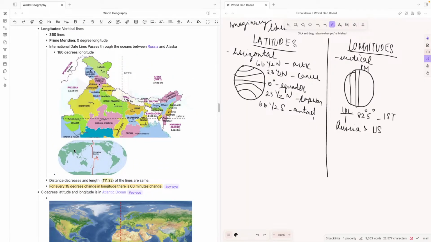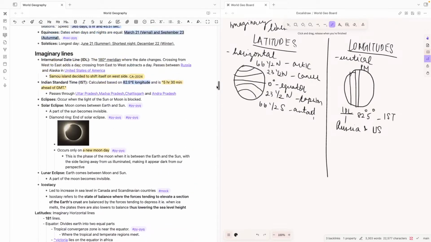If you go from India to the US, you are crossing the international date line from the east to the west, which means India is ahead, so you go back a day. And in reverse, if you go from the US to India, you cross the international date line from the west to the east. The US is behind, India is ahead, so you go forward a day, right? So this is the international date line.